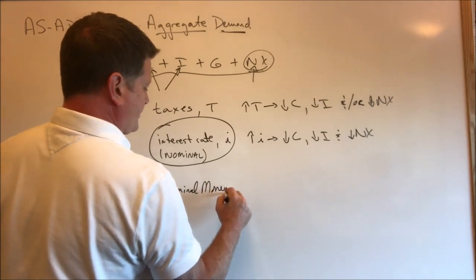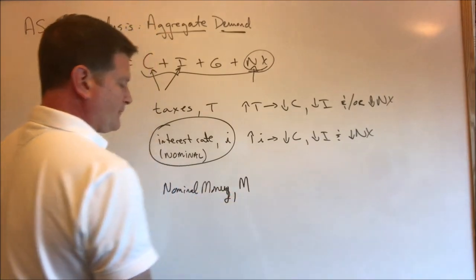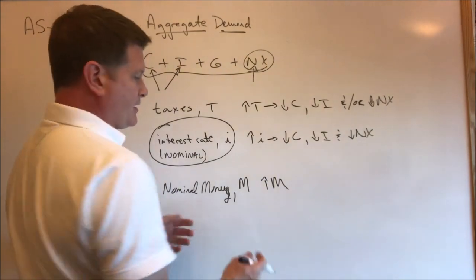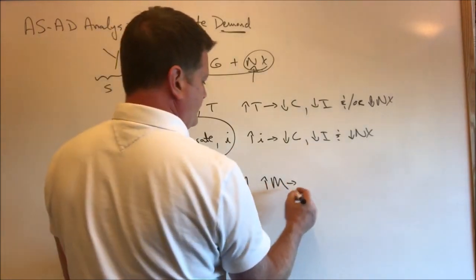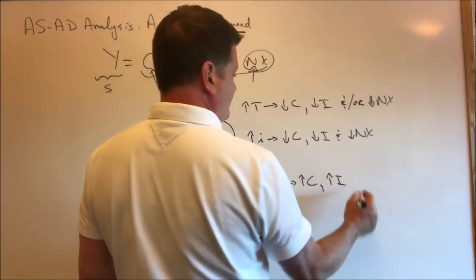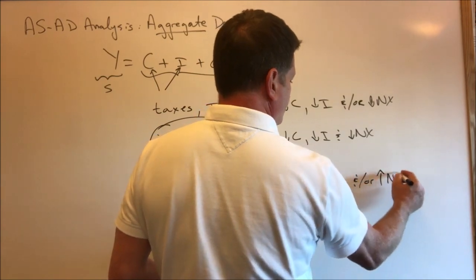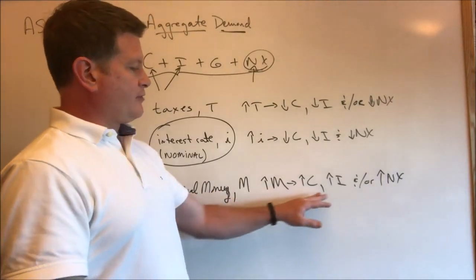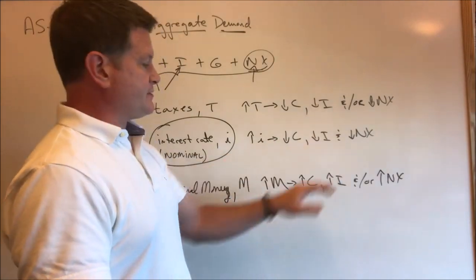Now, interest rates are determined in large part by the nominal money stock. So I'll add it separately, money M. If you increase money, the amount of money in an economy, it will lower interest rates. But also it's very intuitive to think if you increase the amount of money in the economy, people will consume more, they'll have more money to invest, and it can also lead to an increase in net exports through the exchange rate mechanism. So higher money will increase those things. Higher taxes decreases those things, higher interest rates decreases those things.